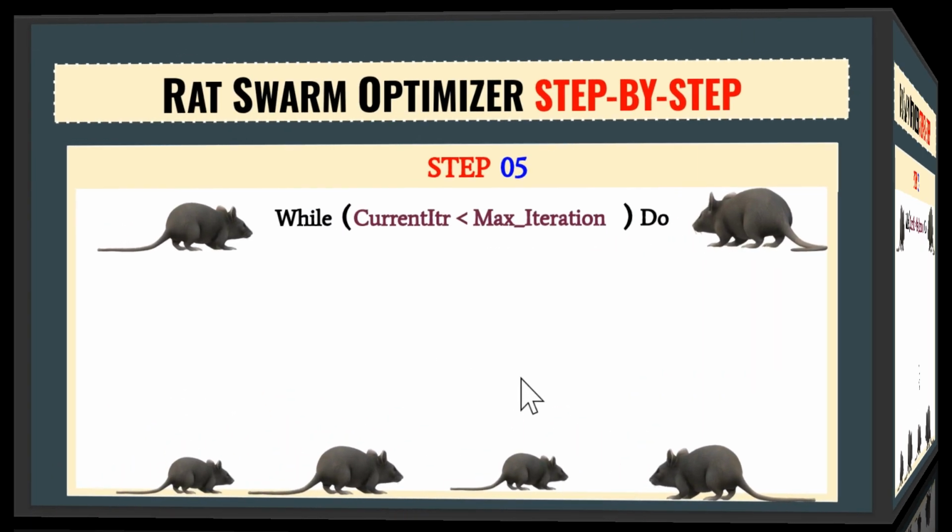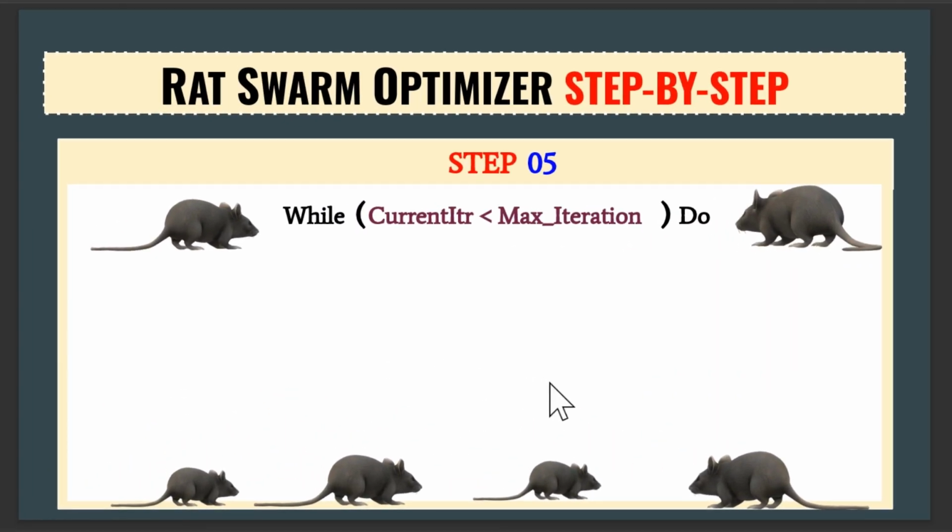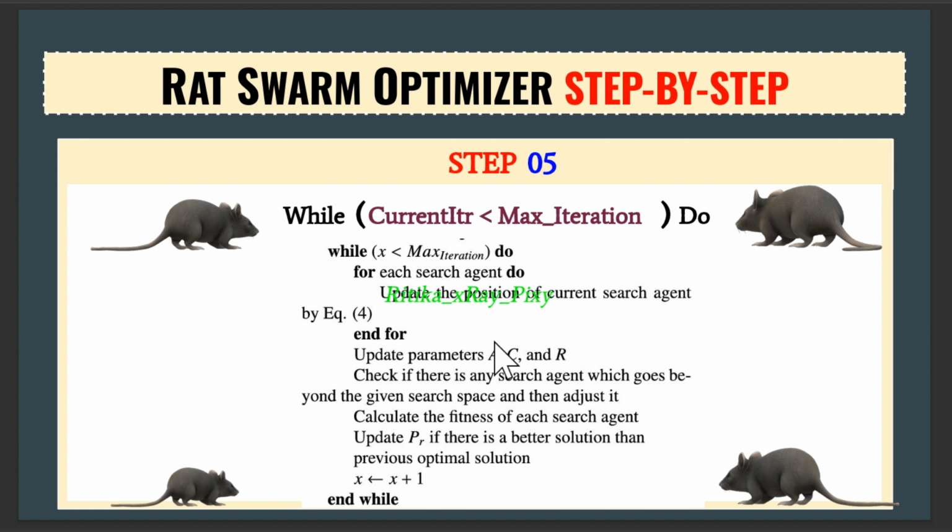Now the main loop for this algorithm started here. This is the current iteration. So we repeat this loop until the stopping condition is met. If you initialize your total iterations, suppose 100, then the loop will repeat 100 times and after that it will display you the best solution.